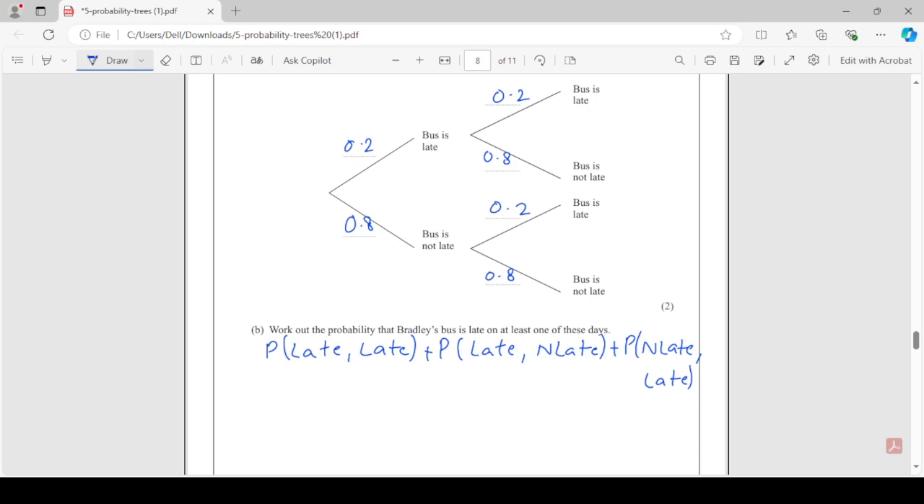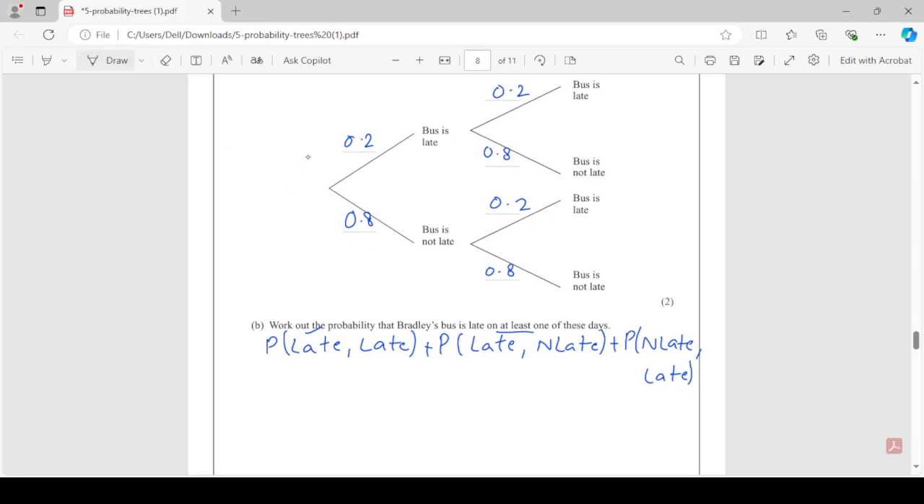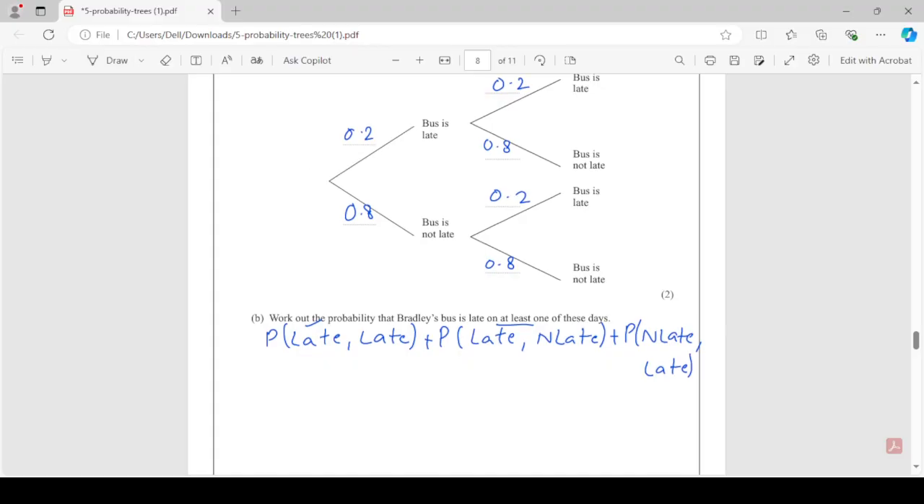But if the question says exactly, if instead of at least it says exactly, that means it has to be exactly one. But at least it's not restricting you. It's just saying that you could either have one or more than one. So you could be late on Saturday and on Sunday both, because it says at least. But exactly would mean that he either has to be late on Saturday or on Sunday. He cannot be late on both of those days.